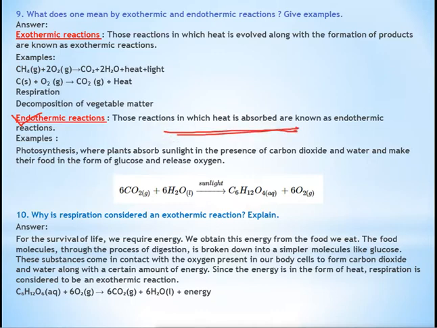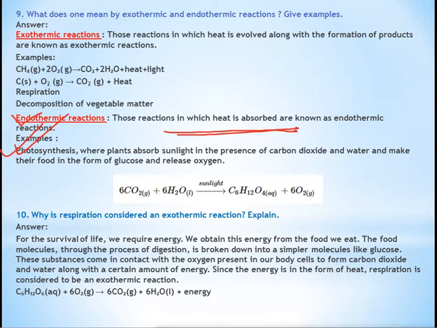Whenever a reaction takes place and heat is absorbed, those reactions are called endothermic reactions. Photosynthesis is the best example of an endothermic reaction. When plants make their food using photosynthesis, they need sunlight. Sunlight is the energy, or the heat, which they need for making the food. In the presence of chlorophyll, sunlight, carbon dioxide and water, they make the food.